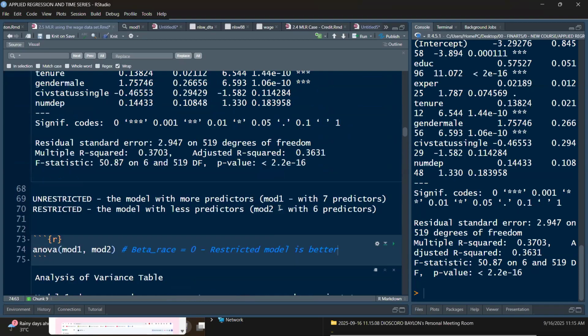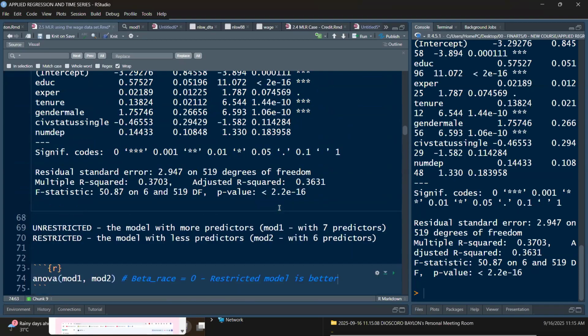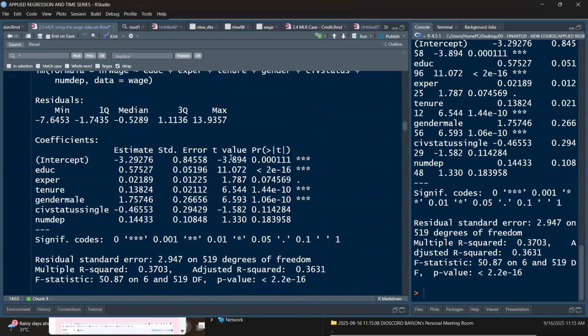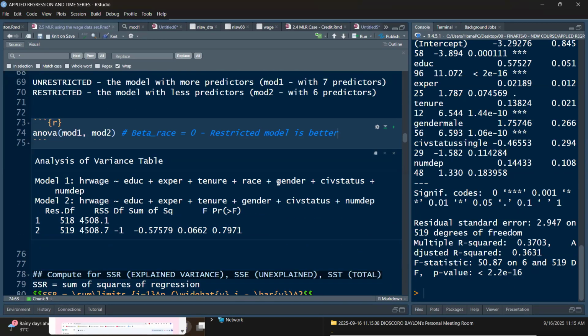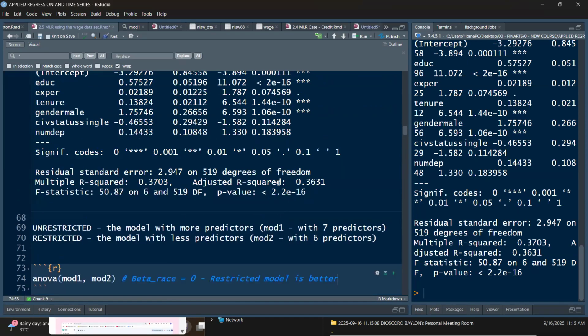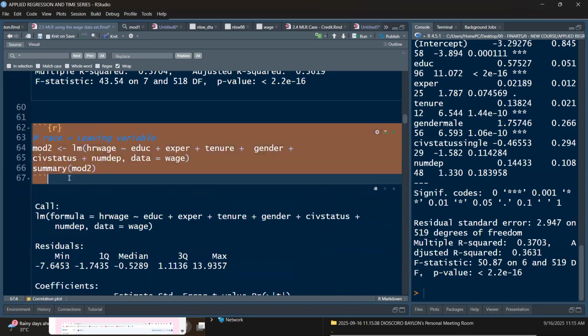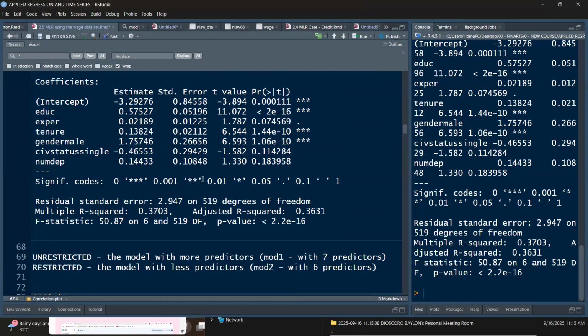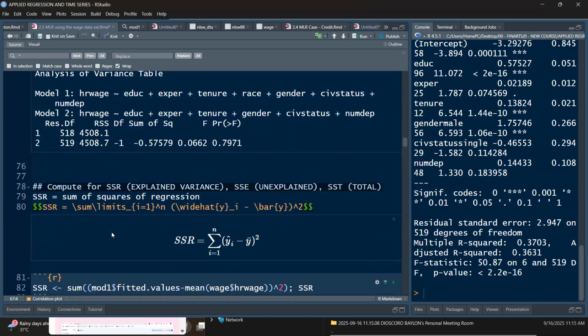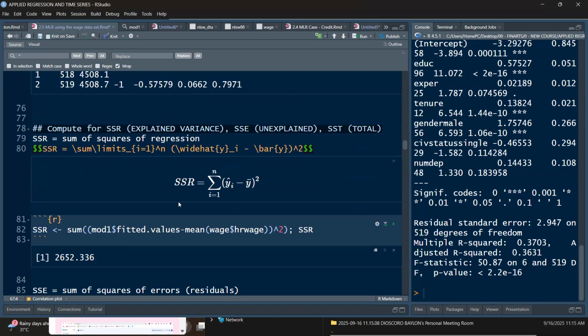Okay, so next step, class, I asked you to do the next steps. Again, take a look at the t-value here. And the lowest here is num_dep, class. Okay, so what do we do now? We do another leaving variable. Okay, let me just copy this. Control C. I'll copy this below.